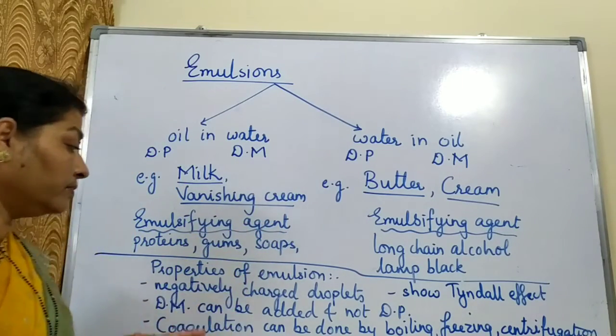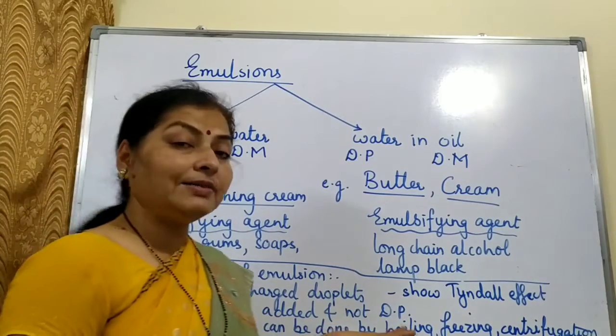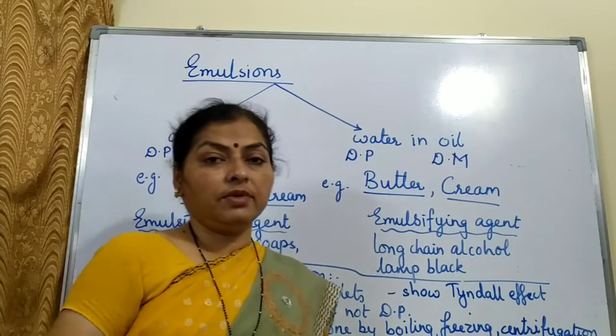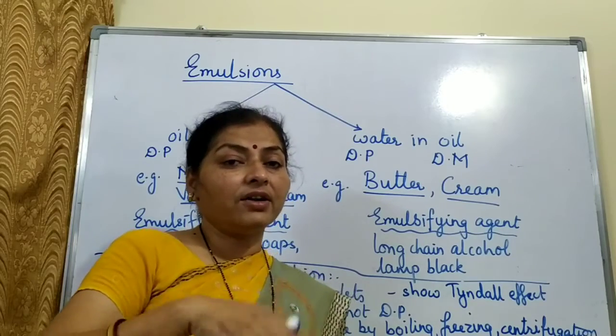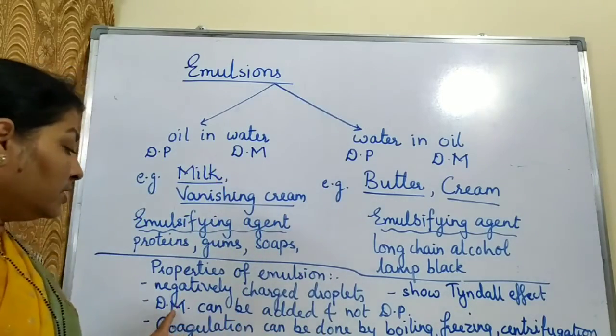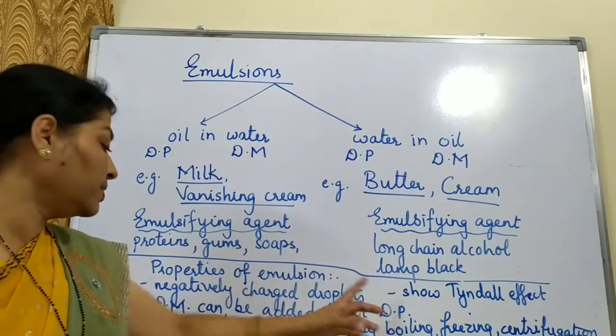So you can add a little bit of dispersion medium, but you cannot add dispersed phase into the emulsion. Same way, butter is there. You add water, it will not get mixed. But if you add a little fat or cream to that butter, it will easily mix with that. So a dispersion medium can be added in small quantities to the emulsion, but not the dispersed phase.